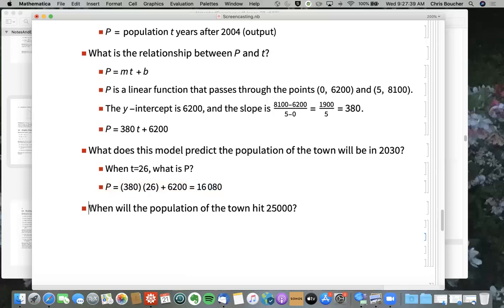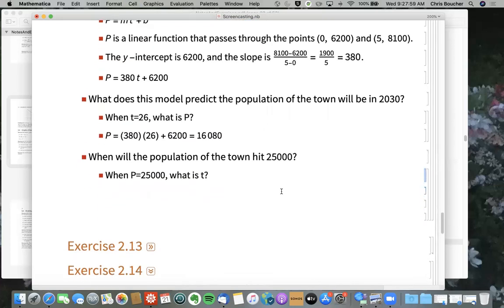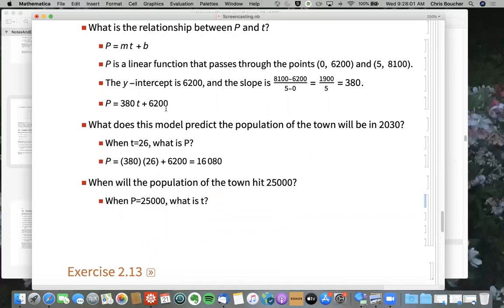This is the other direction, right? When will the population of the town hit 25,000? This gives us a p-value, right? 25,000 is a p-value, and it asks us for a t-value. It asks us for a when question. So in terms of the variables, I could rephrase this as, when p is 25,000, what's the corresponding value of t? Well, again, I just use this equation right here.